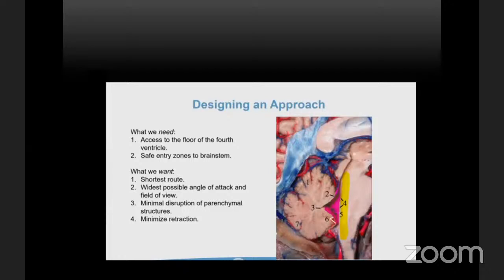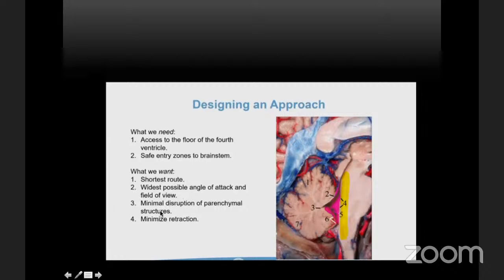Whenever we are deciding to design a surgical approach for a neurosurgical case, there are a couple of things that we should consider. Number one is what we need, and second is what we want. Need is our goal, the objective that we want to achieve. And want is how we can make that possible. So in case of a fourth ventricular surgery, a fourth ventricular tumor, a fourth ventricular access, what we need is access to the floor of the fourth ventricle. But how will we achieve it? We want the shortest possible route, the widest possible angle, and minimal disruption of the parenchyma.